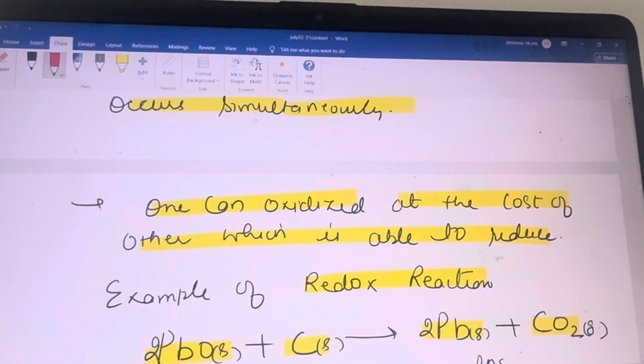Students, हम ये बोलते हैं कि अगर you want to give money to the beggar, if the beggar is there, then only you can donate the money. Likewise, if somebody is there to reduce, then only the other person can be oxidized. So redox reactions वो reactions होता है बेटा जहाँ पर oxidation and reductions एक साथ होगा, simultaneously होता है.